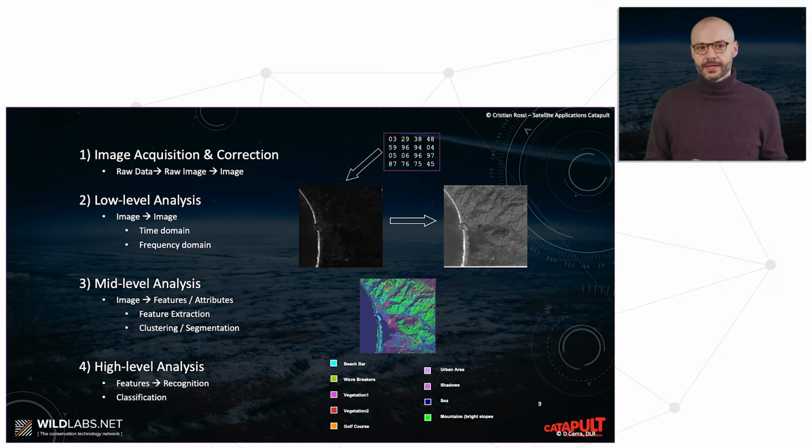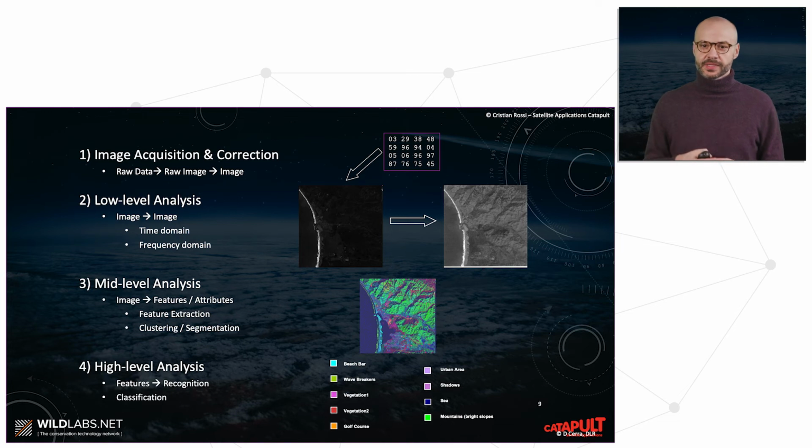A colleague of mine properly defined this in different steps. The first step is the image acquisition and correction. So where we get our image, so this bunch of numbers, and we potentially correct. You see an example over there where we have an image over a bay in California, which is very dark. So a first step could be simply to transform this image into something that is brighter. And this is through several filtering, which are also called low-level analysis.